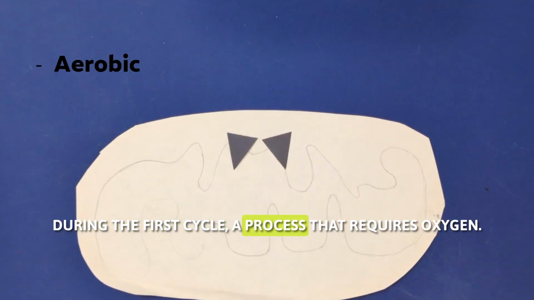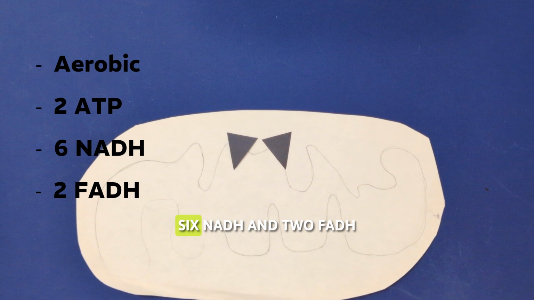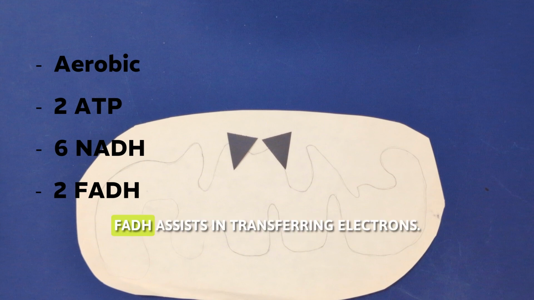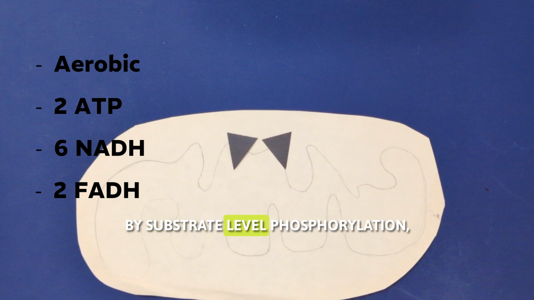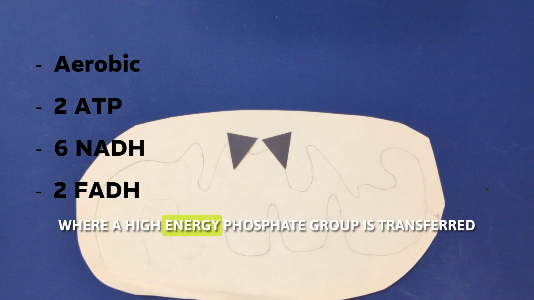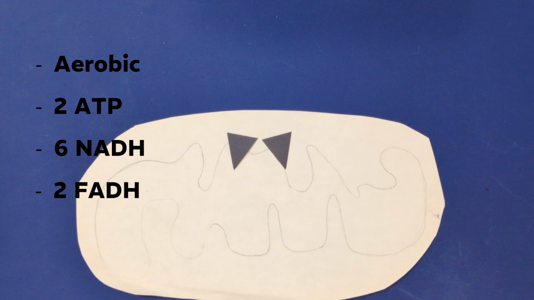During the Krebs cycle, a process that requires oxygen, the acetyl-CoA is turned into 2 ATP, 6 NADH, and 2 FADH. FADH, or flavin adenine dinucleotide, is a redox-active coenzyme, which is involved in several enzymatic reactions in metabolism. FADH assists in transferring electrons. ATP in the Krebs cycle is also produced by substrate-level phosphorylation, where a high-energy phosphate group is transferred directly to ADP from a substrate molecule.